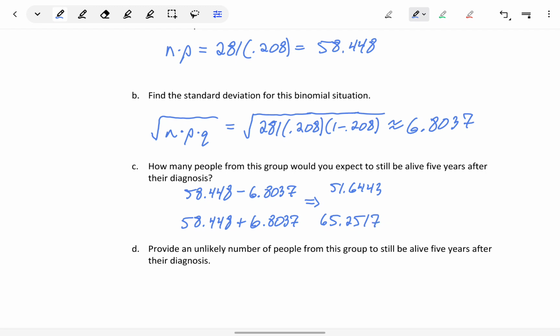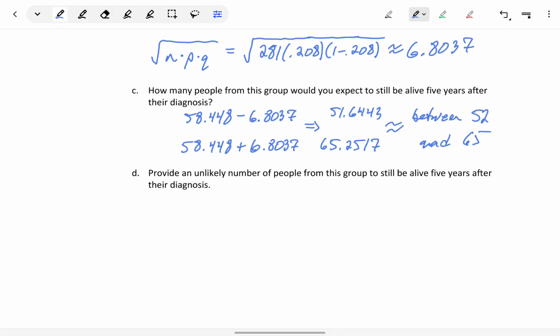Now we're talking about people. We can't have a fraction or a portion of a person. So that means we would expect between 52 and 65 people to still be alive 5 years after their diagnosis. Those would be the usual expected values based off the sample size and probability of success in this scenario.